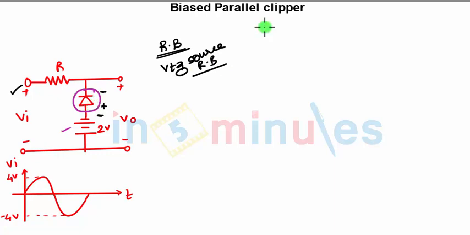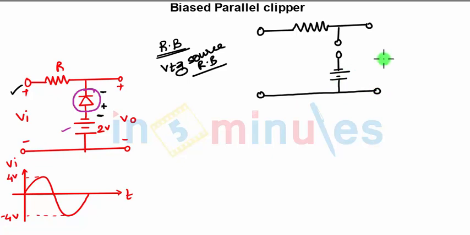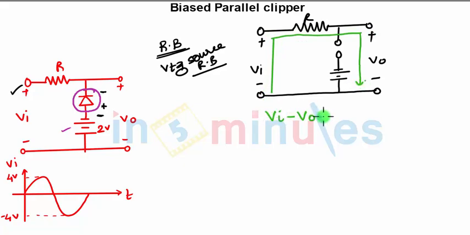So when the diode is reverse biased, how will the circuit look? You have resistance R. Since the diode is open circuited, the 2 volt source becomes redundant in that case. And your output voltage VO, when you apply KVL from the input side to the output side, it will be VI minus VO is equal to 0. That means whatever is your input voltage, that will be your output voltage. That is KVL from input to output in the positive half cycle.